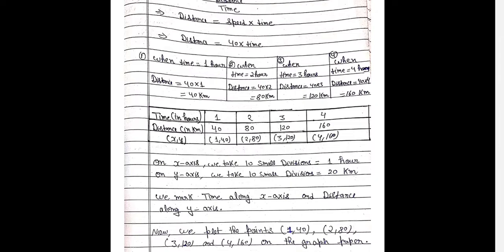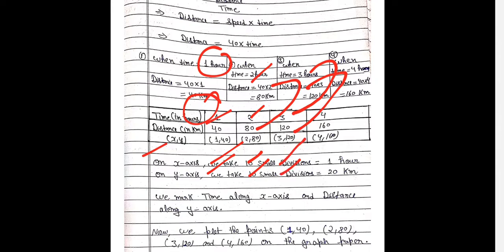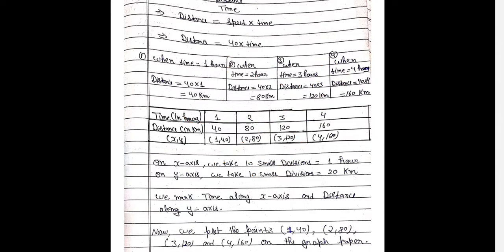So with time in hours, when you take 1 hour, the distance becomes 40. Then the point becomes 1 comma 40. I am writing the coordinate points here also. When the time is 2 hours, the distance becomes 80 and the point becomes 2 comma 80. When the time is 3 hours, the distance becomes 120, so the coordinate becomes 3 comma 120. Similarly, when the time is 4 hours, the distance becomes 160 and the coordinate becomes 4 comma 160.